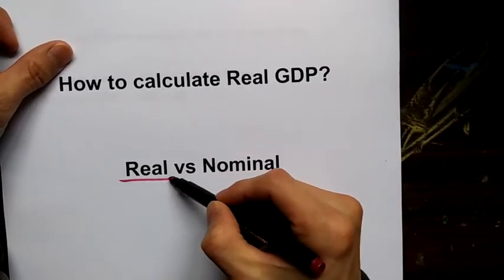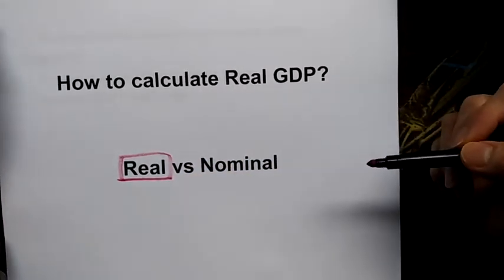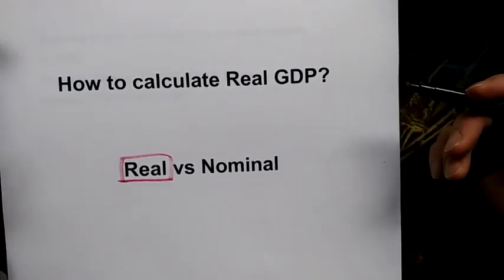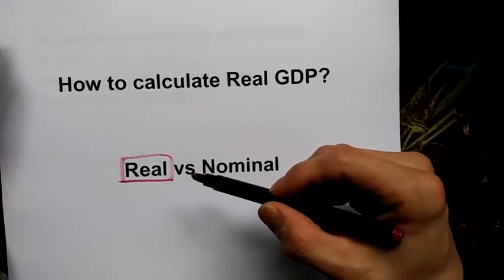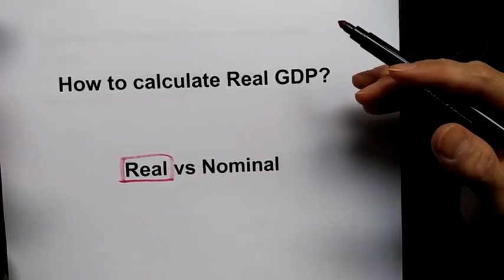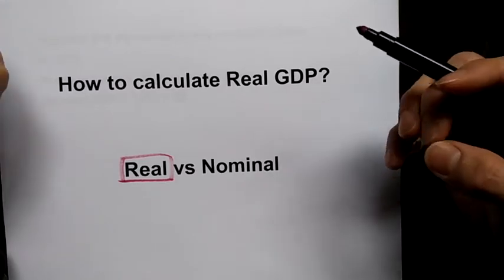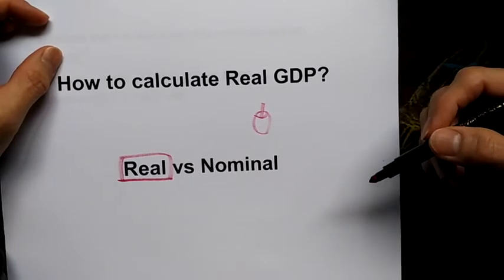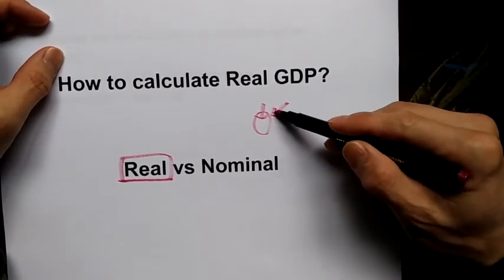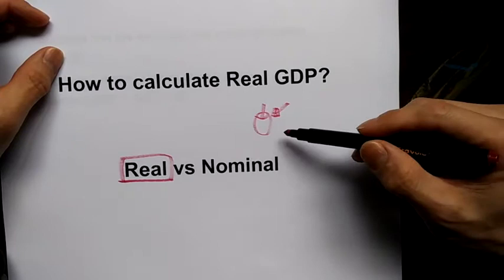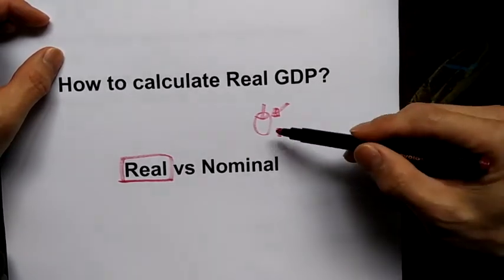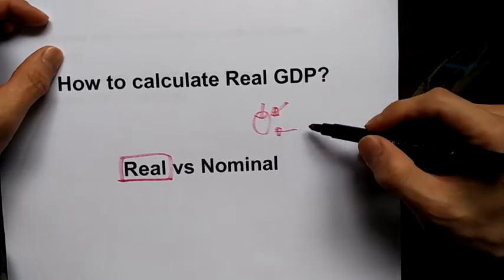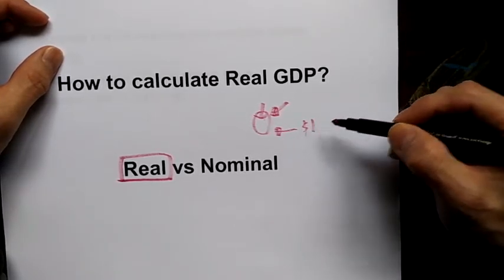So what is real? Okay, real has a special meaning in macroeconomics. It is not actual, like in English. Okay, let me give you a very simple example. What do we mean by real apples? If we have one apple, the real apple is one apple. And what is the nominal apple? Nominal apple is the market value of this apple. Say for example, the price of apple is $1 each.